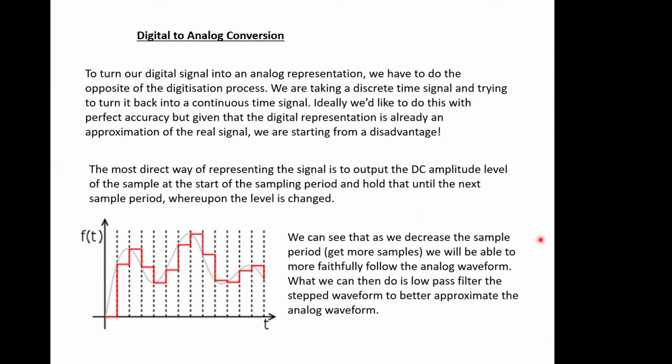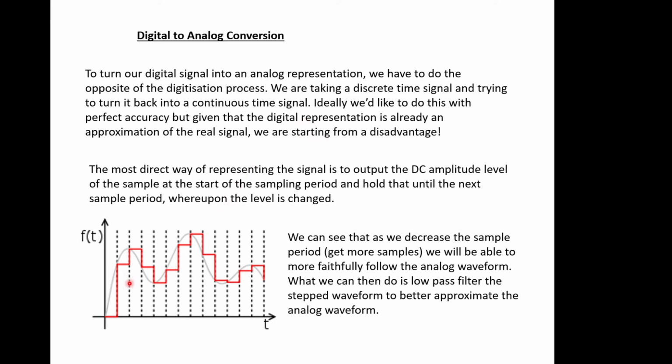Right, digital to analog conversion. So we've got to do the opposite of the digitization process. So we're going to take a discrete time signal. We're going to try and turn it back into a continuous time signal. Ideally, we'd like to do this with perfect accuracy, but given that the digital representation is already an approximation of the real signal, we're going to be starting from a disadvantage straight away.